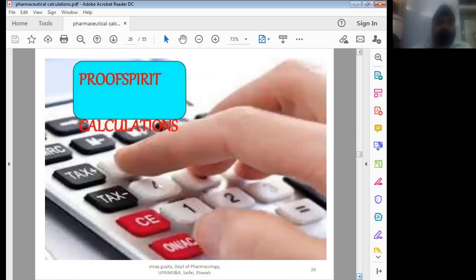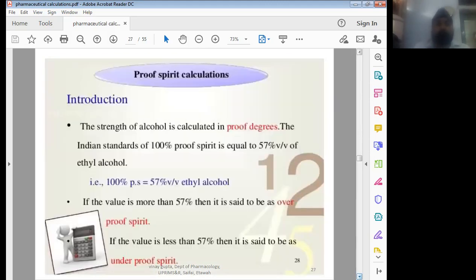Then comes proof spirit calculations. The strength of alcohol is calculated in the form of proof degrees. As per the Indian standard, 100% proof spirit is equal to 57% volume by volume of alcohol. That is, 100% proof spirit is equal to 57% volume by volume of ethyl alcohol. If the percentage of alcohol is above 57%, then it is called overproof. If the percentage of alcohol is less than 57%, then it is called underproof spirit.